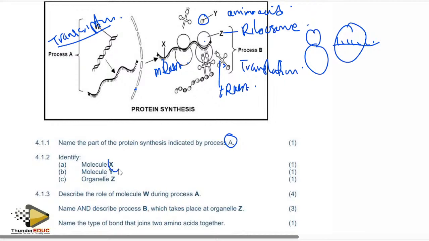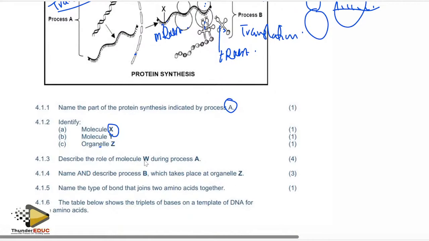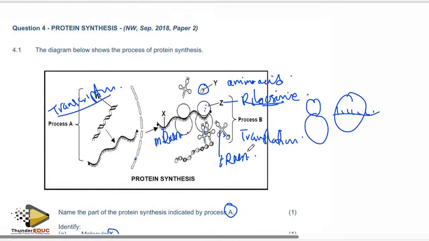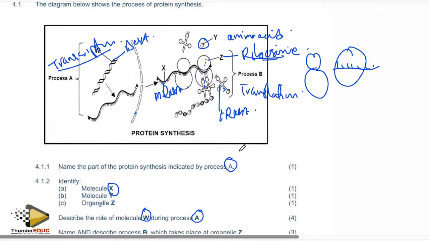Identify molecule X. Molecule X is messenger RNA, you see. Molecule Y is amino acid, you see. And then organelle Z. This is the ribosome. Then they're saying, describe the role of W during process A. What is W? W is DNA. You didn't see it. It's DNA. What does DNA do in the process of transcription?